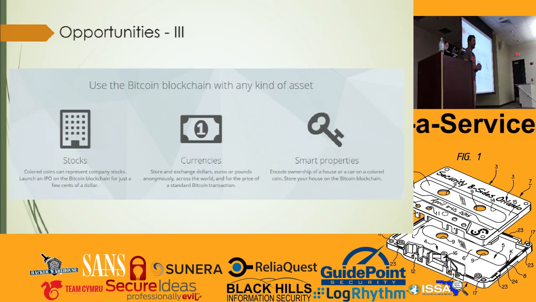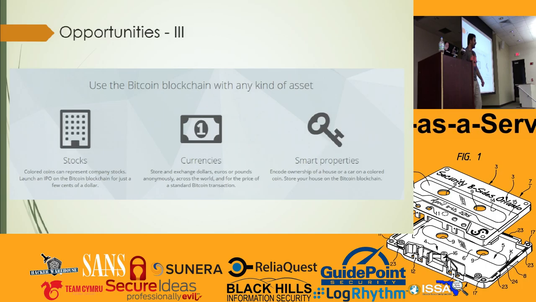Here are some of the assets I was talking about earlier. One is obviously stocks, right? A lot of companies are starting off, and it may or may not be a bad tactic, but they're starting off with an IPO. Ethereum made huge strides in this direction, where they started off selling a couple of million worth of Ethereum coins. And they're doing some really amazing things, so kudos to them. Obviously currencies is another one. And lastly is the whole idea of smart property.